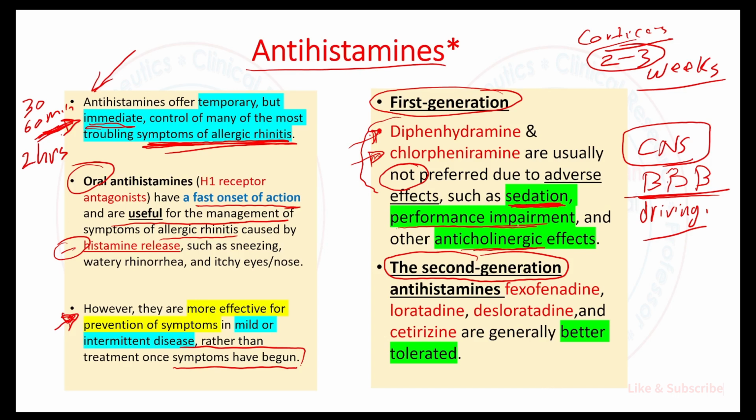So first generation chlorpheniramine, dimenhydrinate, and diphenhydramine all cause sedation, performance impairment, and anticholinergic effect. The preferred agents without these side effects are second generation: fexofenadine, loratadine, desloratadine, and cetirizine. They are better tolerated, with less sedation, less effect on performance, and less anticholinergic effect. So we have two generations of antihistamine.